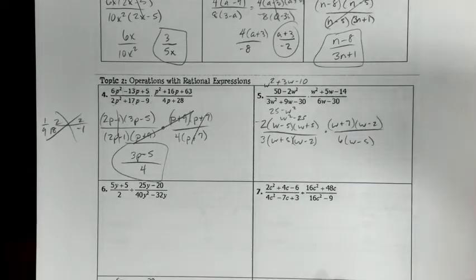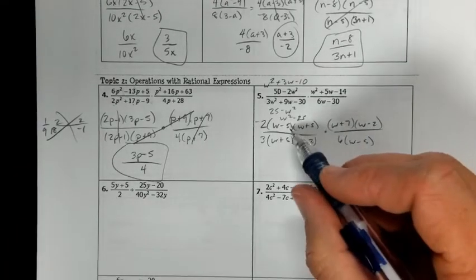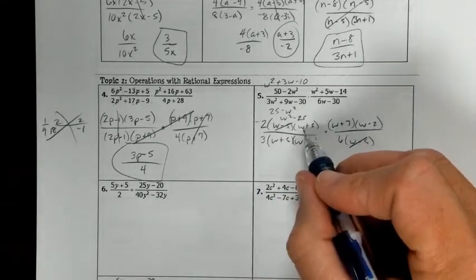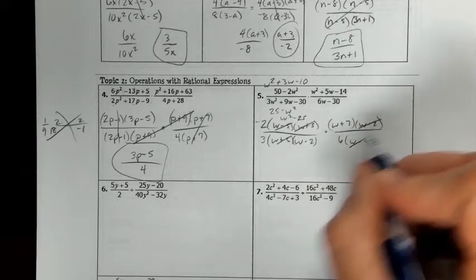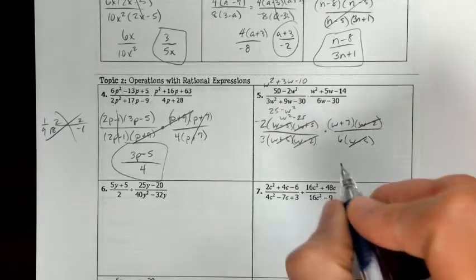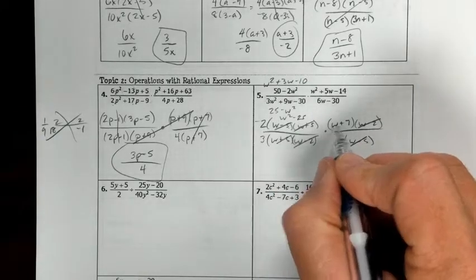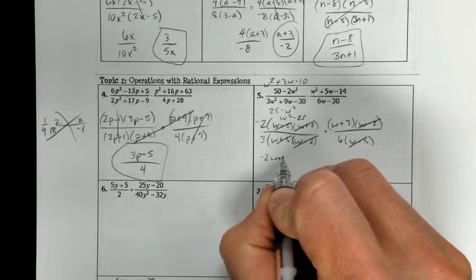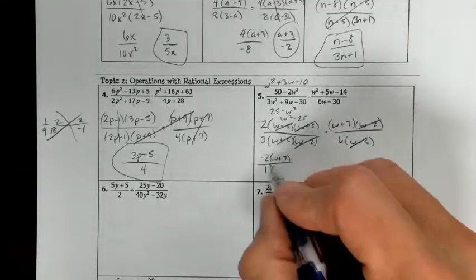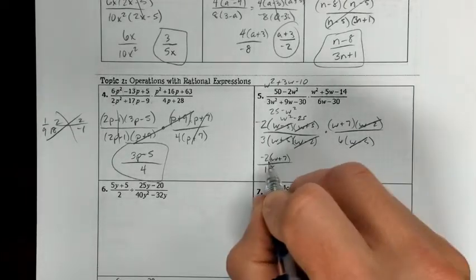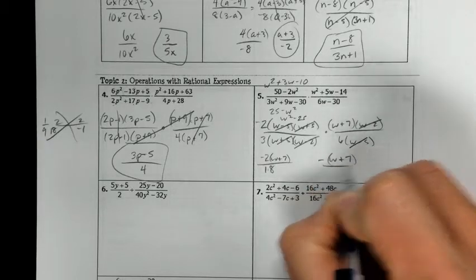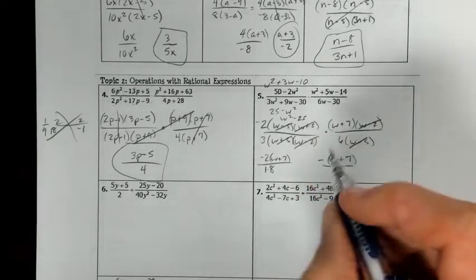Alright, let's cancel out what we can, right? So I see w minus 5, any w minus 5s in the denominator, yeah, bye-bye. W plus 5, bye-bye, w minus 2, see you later alligator. So in the top, we have negative 2 times w plus 7. In the denominator, we've got 3 times 6, which is 18. Now that can be reduced, right? So we have a negative w plus 7 over 9.